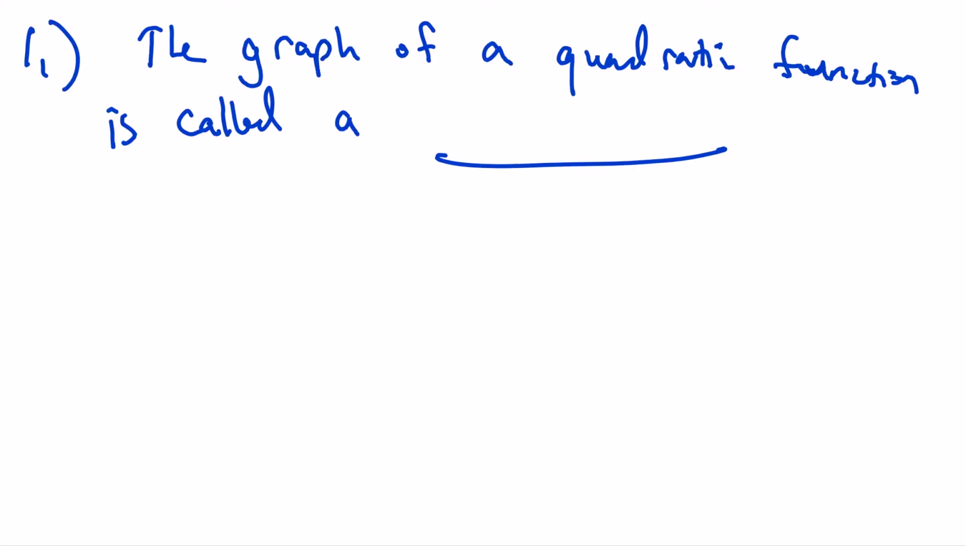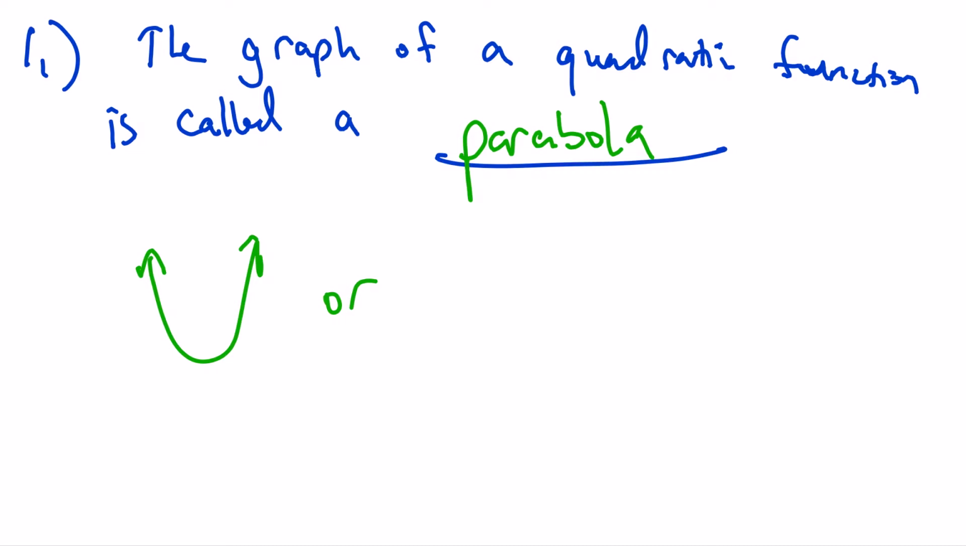The graph of a quadratic function, it's called a parabola. Remember, that just means it's either a U or it could be an upside down U. So if you ever see something else on one of these problems, if you don't see a U or an upside down U, you messed up.